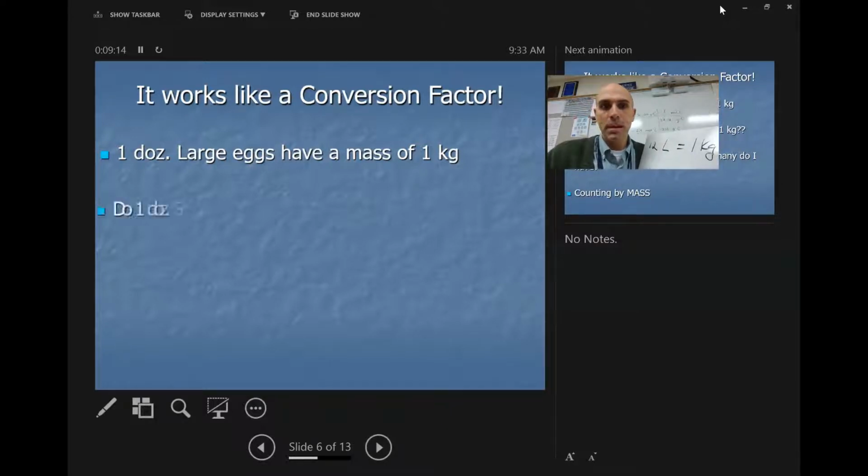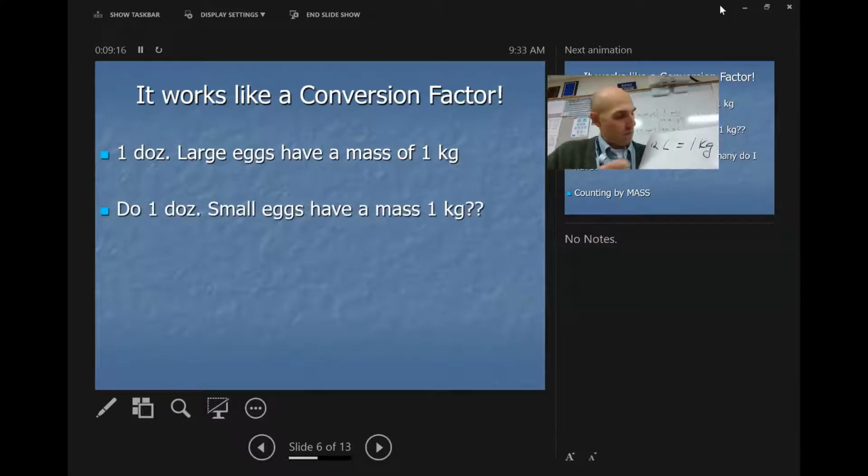Now, on another note, we have a dozen, which is 12 small eggs. Does a dozen small eggs have the same mass as a dozen large eggs? No, it doesn't have the same mass. So put that in the back pocket for a second, because we'll get back to larger and smaller.